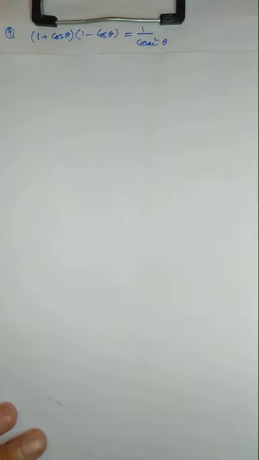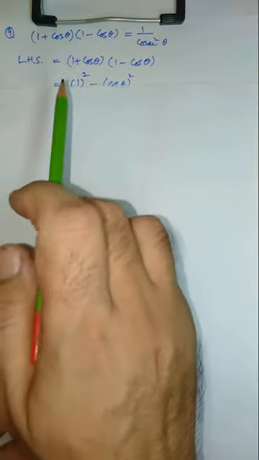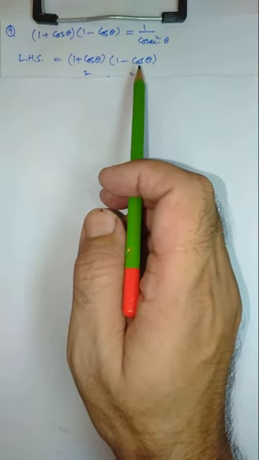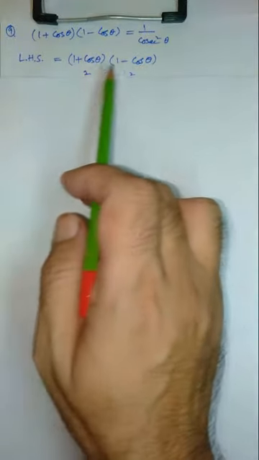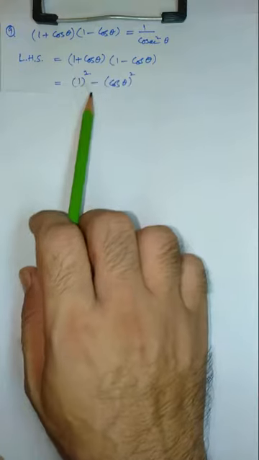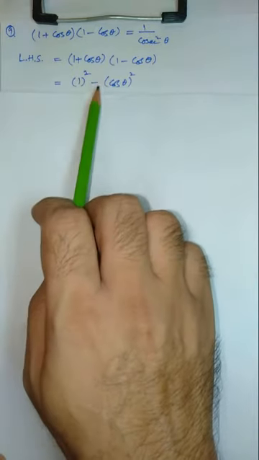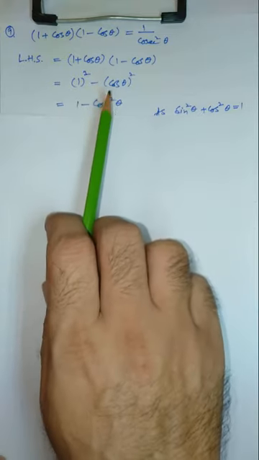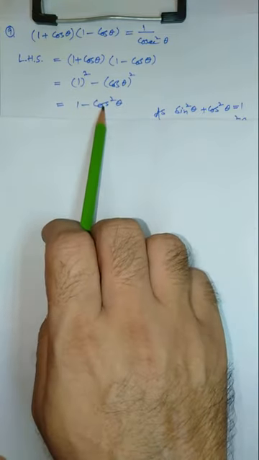Now question number 9. 1 plus cos theta in bracket, 1 minus cos theta in bracket is equal to 1 over secant square theta. Taking left hand side, which is 1 plus cos theta and 1 minus cos theta. So multiplying these two brackets, 1 with 1, which is equal to 1 square, plus minus are minus, and cos into cos, which is equal to cos theta whole square. So this is equal to 1 square minus cos square theta.